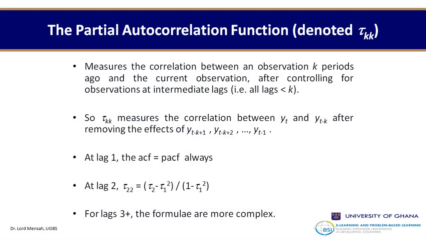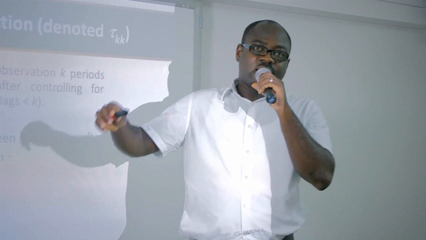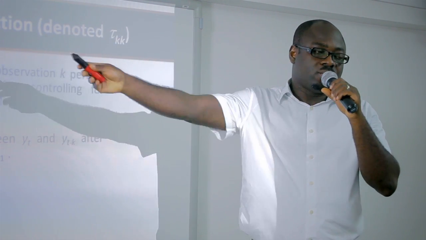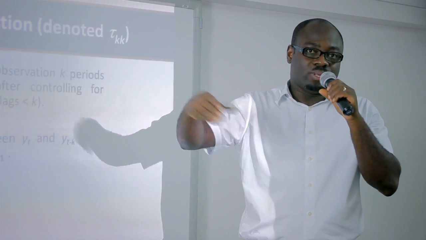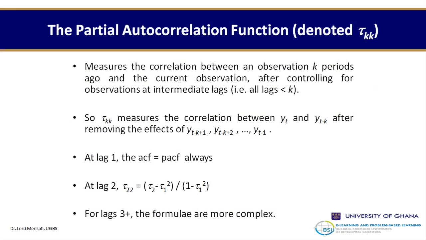We can talk about partial autocorrelation function. So that, see, in the previous case, we realized that, oh, the function will depend on its lag, all true. But then you can have one of its lag just popping out to have relationship without being dependent on the other lags. So the partial autocorrelation measures the correlation between an observation k periods ago and the current observation after you have controlled for the observations at the intermediate lags, so all lags which are less than k. Okay. So the partial autocorrelation we denote by the TKK.